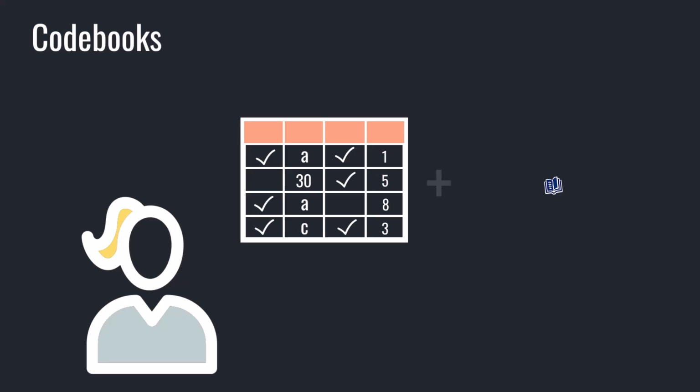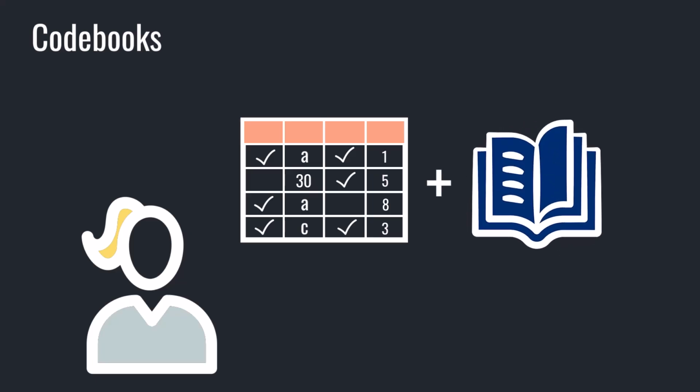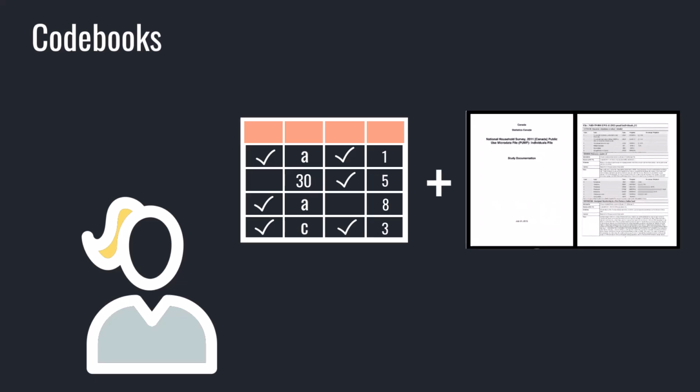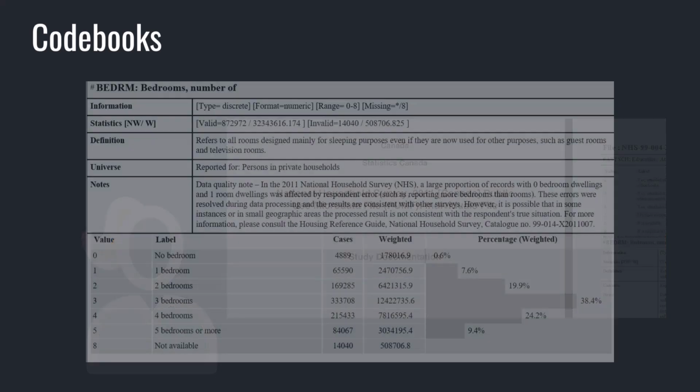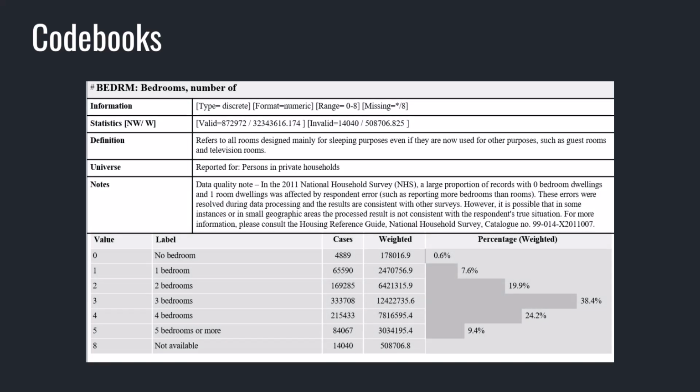Codebooks contain much of the same information as data dictionaries, but are usually more informative. Like data dictionaries, codebooks are often saved separately from the data that they describe. The one we'll look at is saved as a PDF file. This time, we'll look directly at the codebook example without looking at the data file first. We're looking at the codebook that describes the Canadian Household Survey from 2011. Along with other information, the survey gathered data about the number of bedrooms in Canadian households. Focusing on a snippet of this codebook, we'll look at how it describes a single variable, the variable abbreviated bedRM.